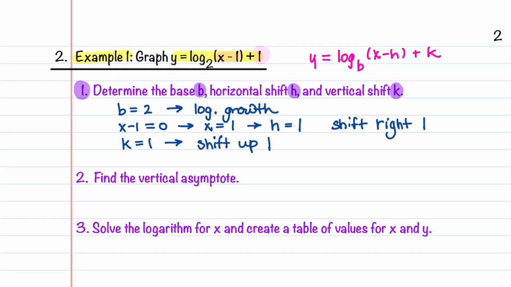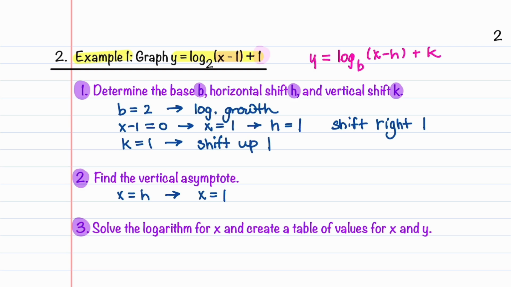Our second step is to find the vertical asymptote, and this isn't hard to do at all because we have already found the horizontal shift. Our vertical asymptote is given by the equation x is equal to h, and we already found that h is 1, so we know that our vertical asymptote is x is equal to 1.